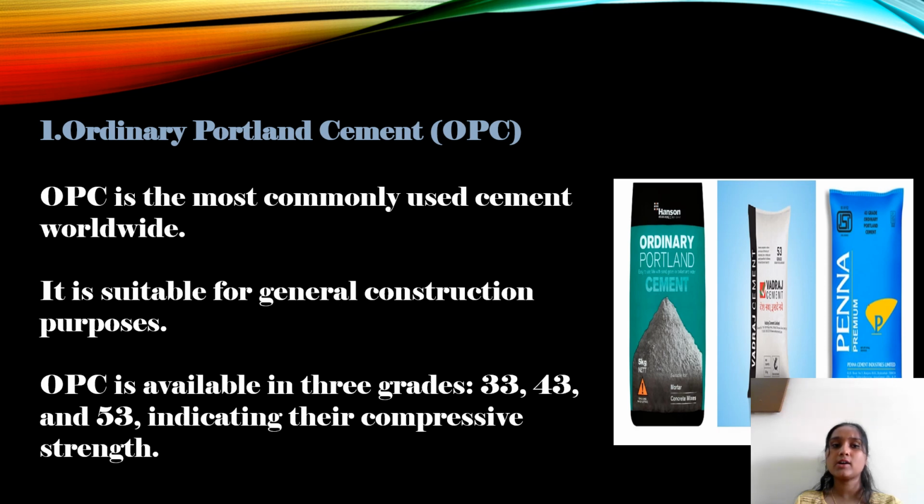First one is ordinary Portland cement, also known as OPC. OPC is the most commonly used cement worldwide. It is suitable for general construction purposes. OPC is available in three grades: 33, 43 and 53. These grades indicate their compressive strength.